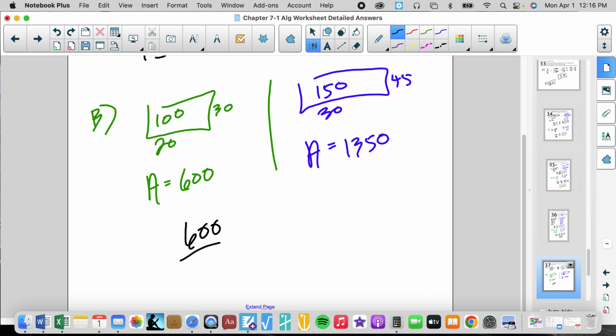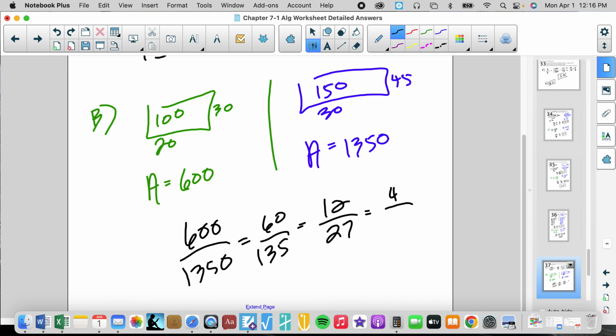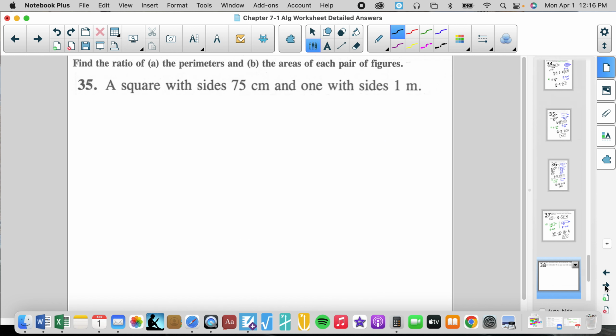We get 600 over 1350, which is 60 over 135. 5 goes into that 12 times. 5 goes into that 27. And 3 goes into that 4 times. 3 goes into that 9 times. So 4 to 9 in the area ratio. 4 to 9 is correct for 34.